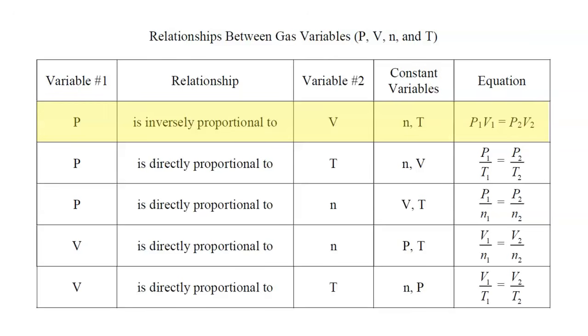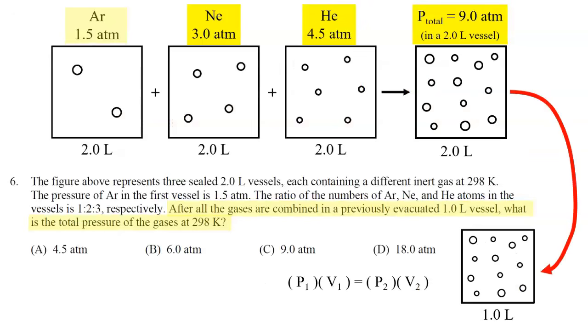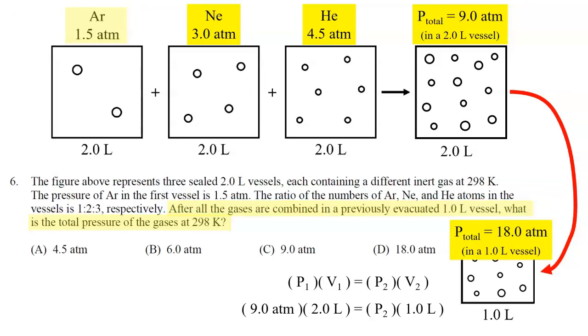So what does that mean when I say inversely proportional? That means as one variable increases, the other variable will decrease by a proportional amount. So we take the same number of moles of gas, but we put it into a container that has exactly half the volume. And so when you cut the total volume of the gas mixture by half, you will double the pressure. So P times V equals P times V. If I have a pressure of 9 atmospheres in a volume of 2 liters, then when I reduce that volume to 1 liter, the pressure will double to 18 atmospheres.